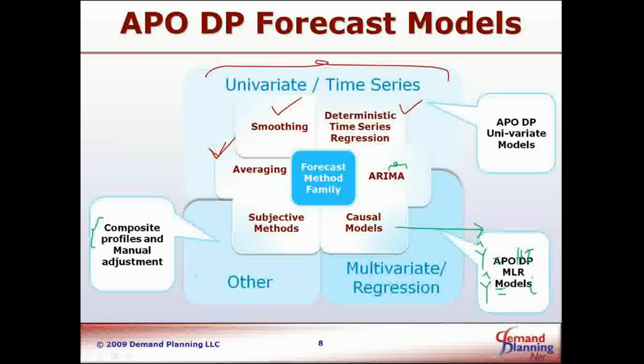So basically, if you think about it, APO-DP has univariate models, and also MLR models, multiple linear regression models. And if you go back to your profile screen, you would see univariate profiles, multivariate profiles. That's how you distinguish it. And then you also have what we call the composite profile. So if you go to the master profile screen, you would see univariate profile, multivariate profile, and composite profiles. And you could do manual adjustments in APO because there is also a manual adjustment model available.